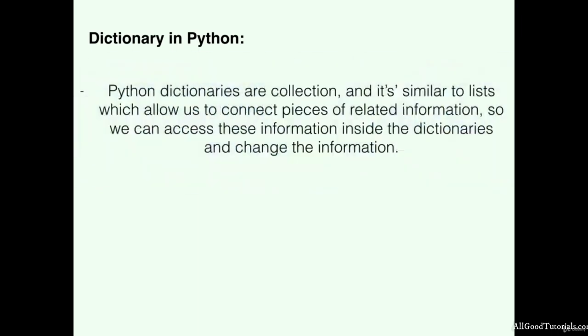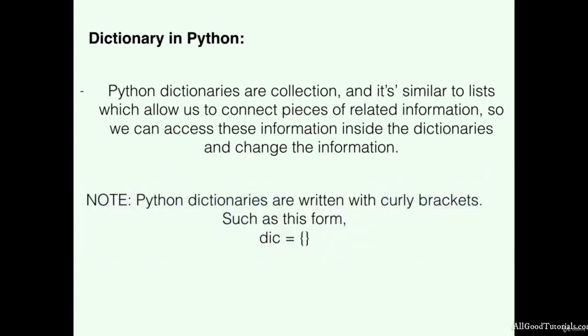Dictionary in Python. Python dictionaries are collections, and they are similar to lists, which allow us to connect pieces of related information so we can access this information inside the dictionaries and change the information. Note: Python dictionaries are written with curly brackets, such as in this form, dic equals curly brackets.